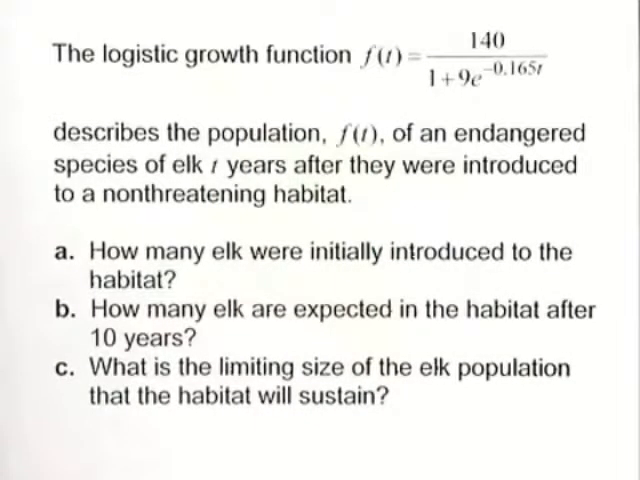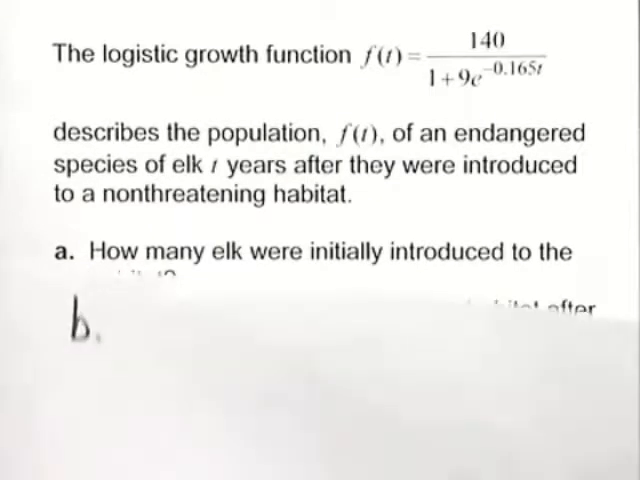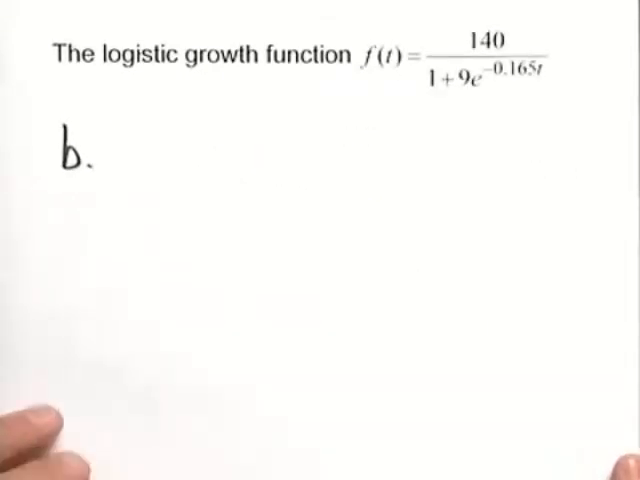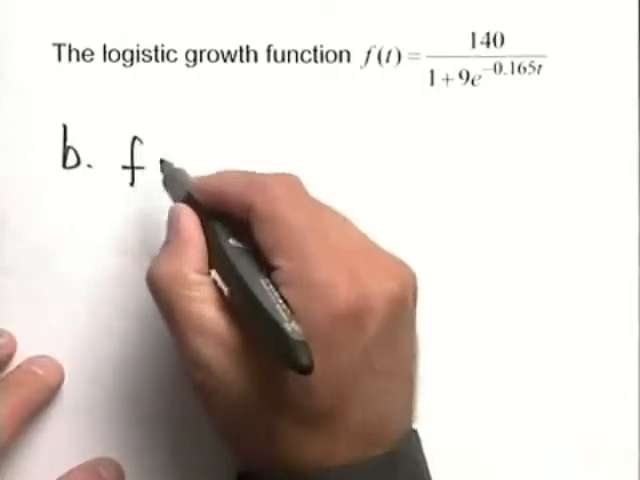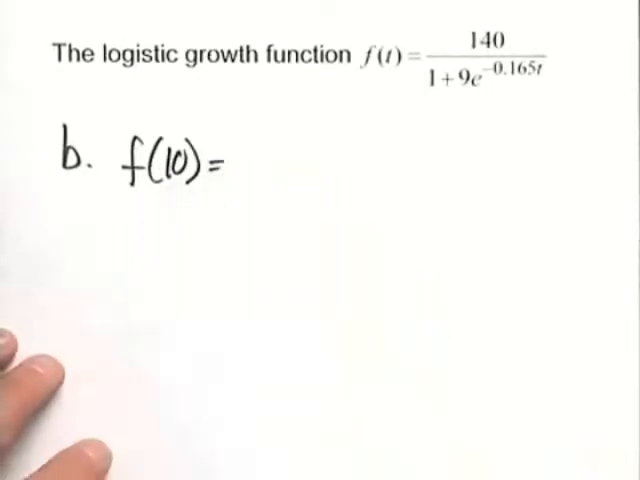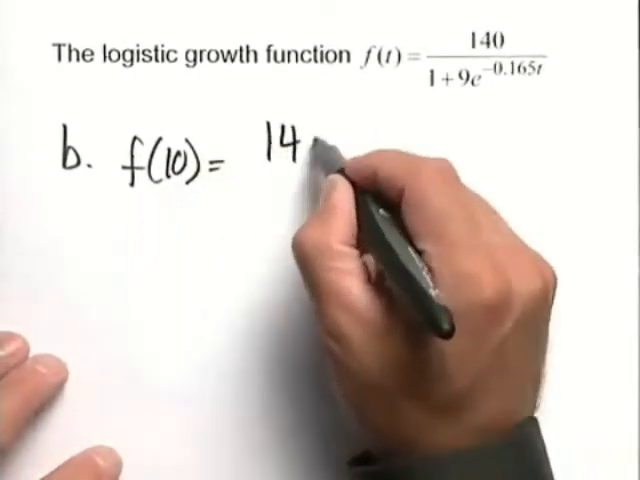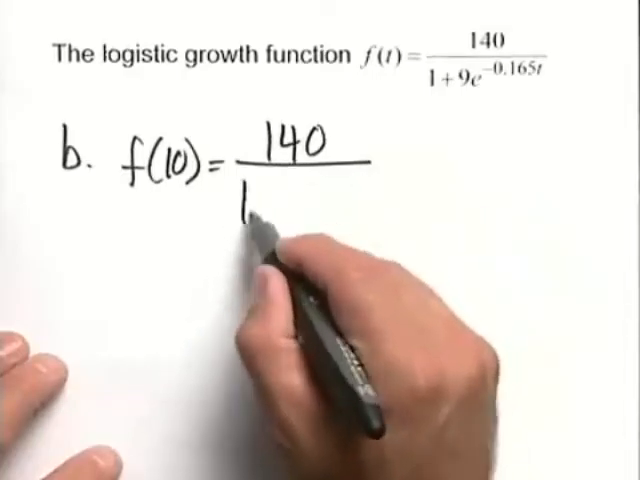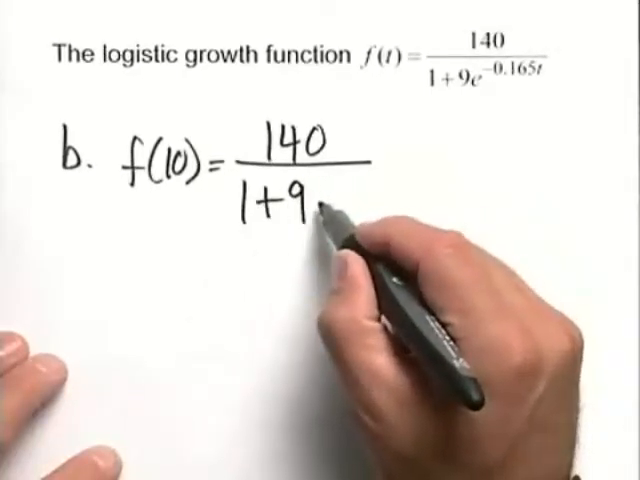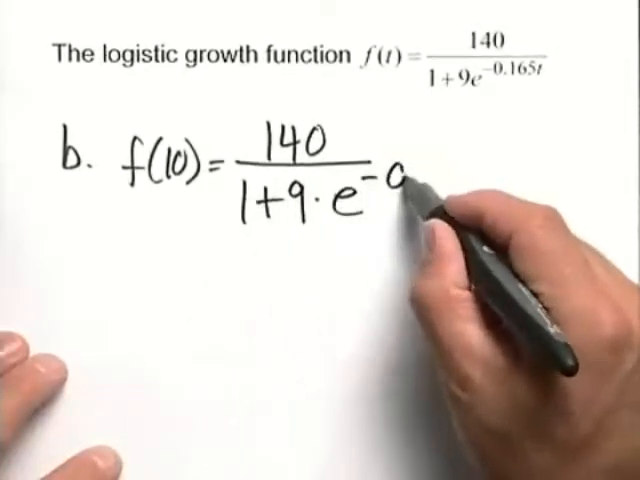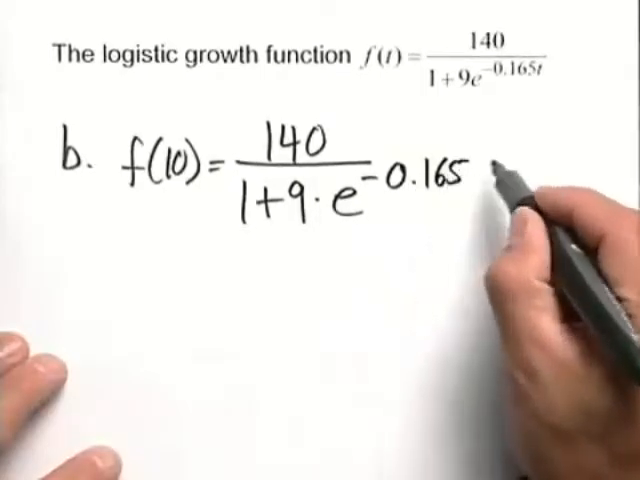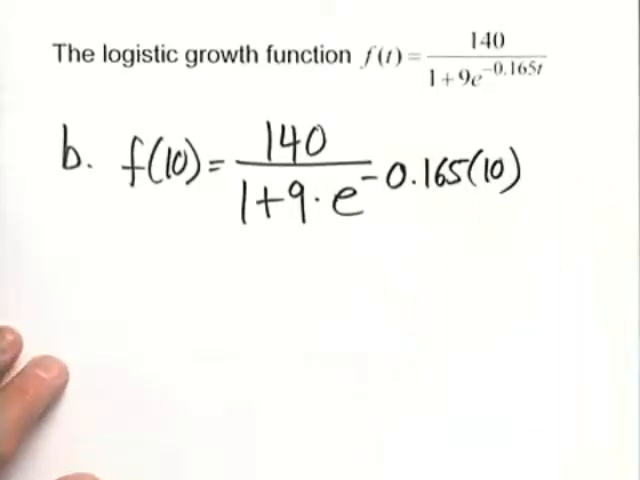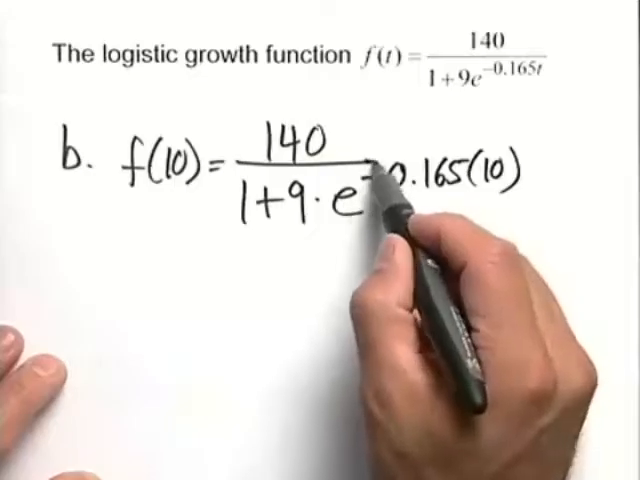Now let's consider Part B. How many elk are expected in the habitat after 10 years? Well, we're going to use our function once again for Part B, and we can evaluate this as being f of 10. So we'll plug this into our formula, 140 all over 1 plus 9 times e to the negative 0.165 times 10 power. So this then becomes a calculator problem.